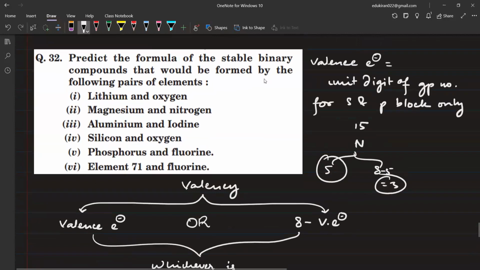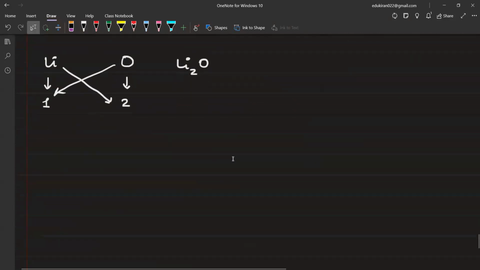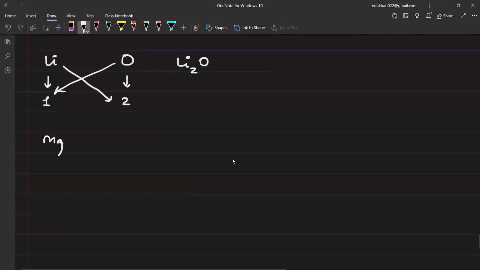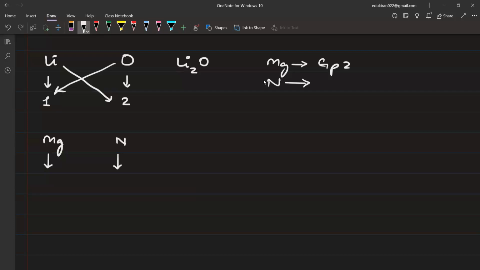The next one, magnesium and nitrogen. Let's do this one. You can take the help of the periodic table if you want, or I will tell the group numbers. Magnesium is in group 2, and nitrogen is in group 15. So try to write the valencies and then the formula of the compound.